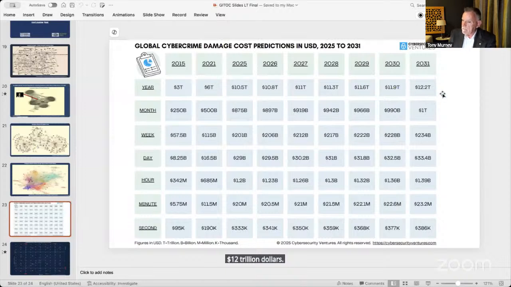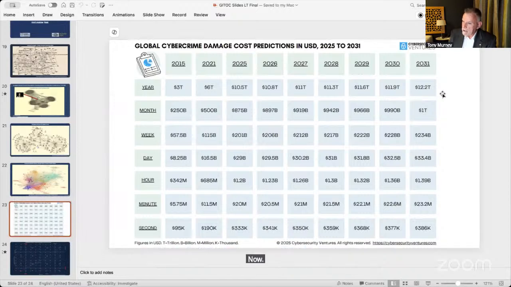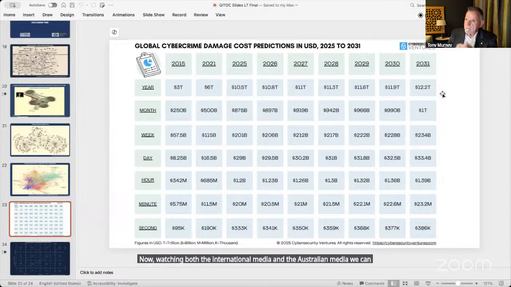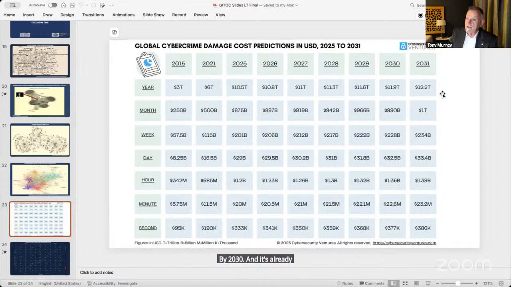When this group started measuring cybercrime in 2020, it was $1 trillion a year. Now, watching both the international media and the Australian media, we can see victims being reported every day. This morning, a woman living with her widowed mother, $200,000 gone. This sort of stuff's happening with increasing frequency, and it's going to be $1 trillion a month by 2030, and it's already, where's 2025? It's already $10.5 trillion. This is out of control.